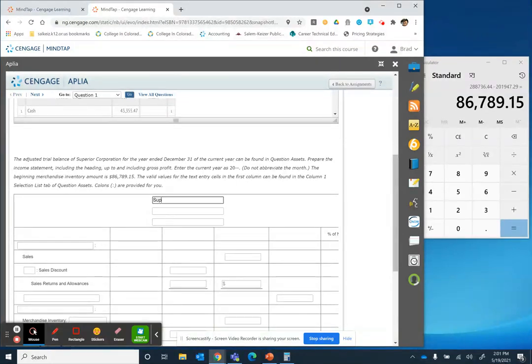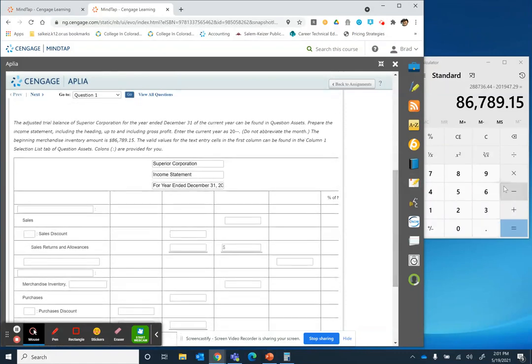So we're dealing with Superior Corporation. And this is going to be our income statement. And it's going to be for the year ended December 31st, 20--. So that will be our title for this income statement.